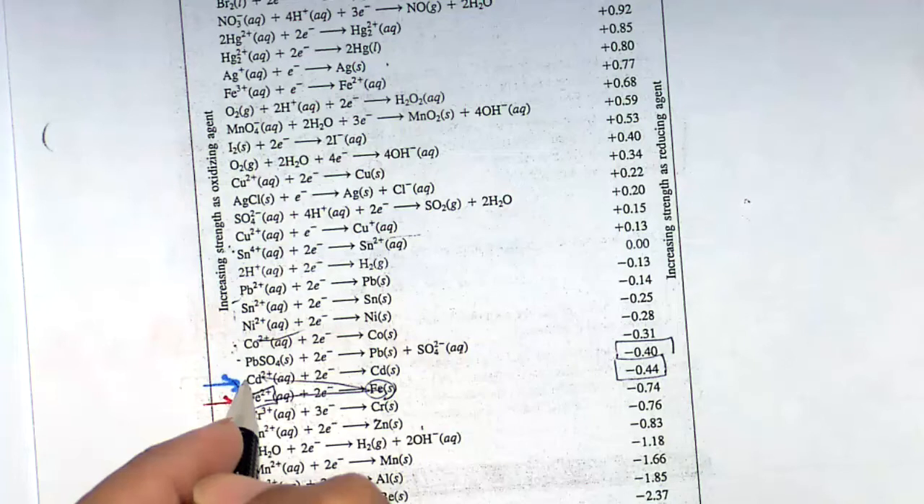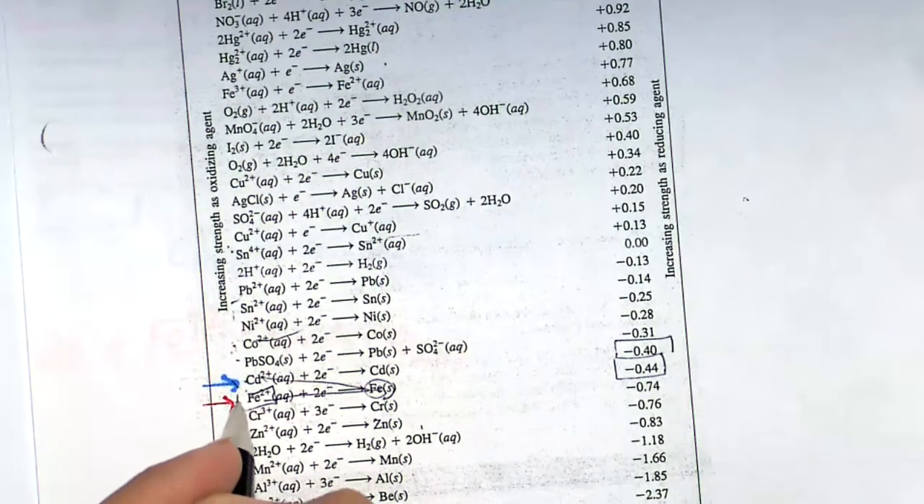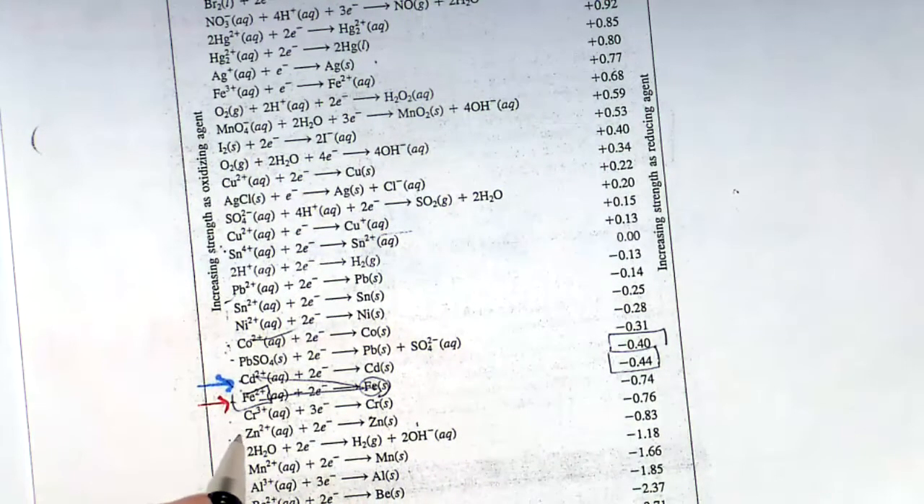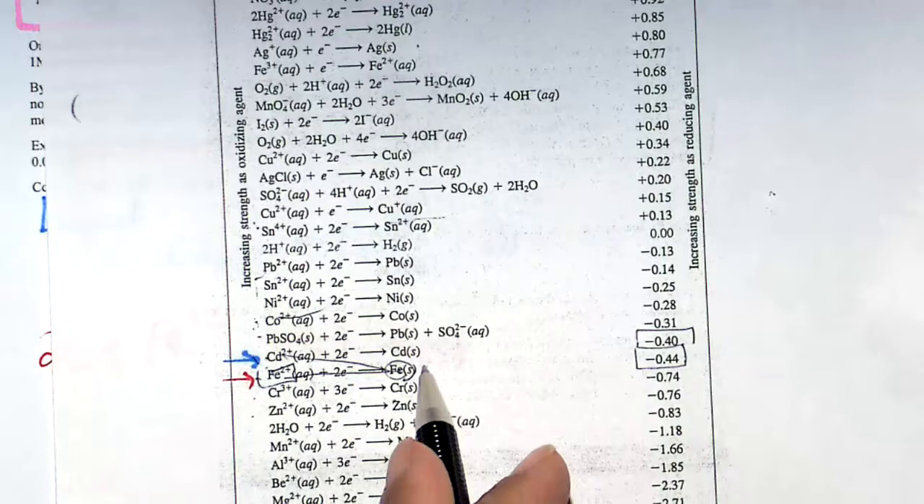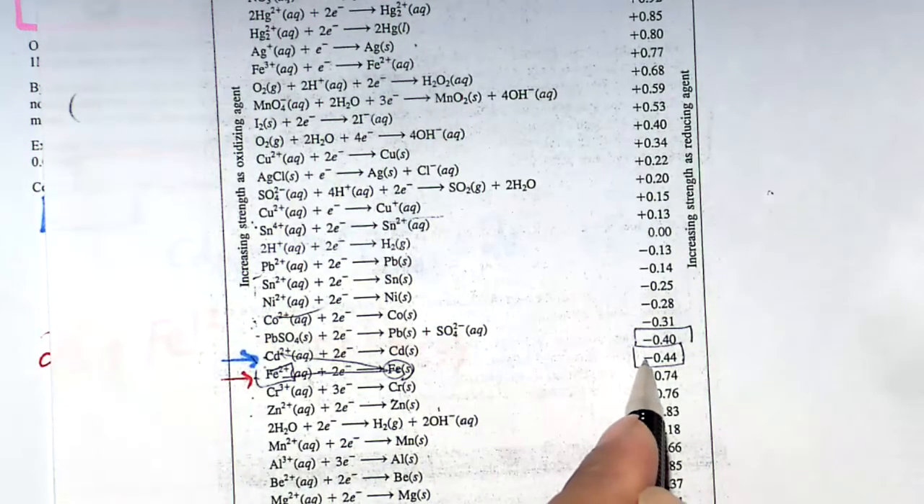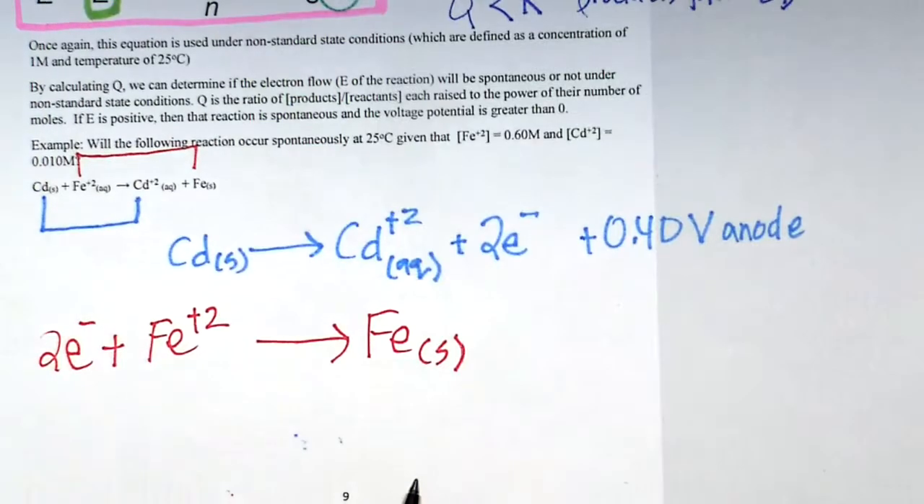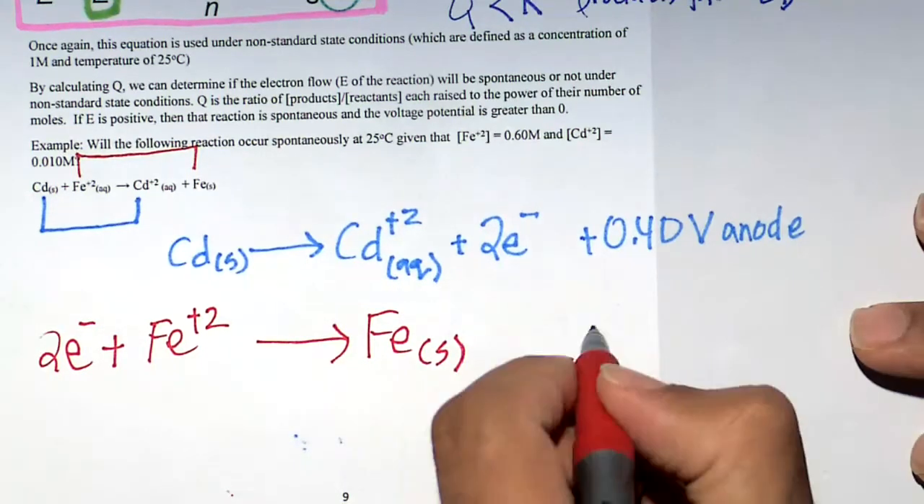Pick any of these half reactions. Anything below it becomes flipped, and you get a positive voltage. What's the voltage on this? Minus 0.44. We leave it as is. Minus 0.4.